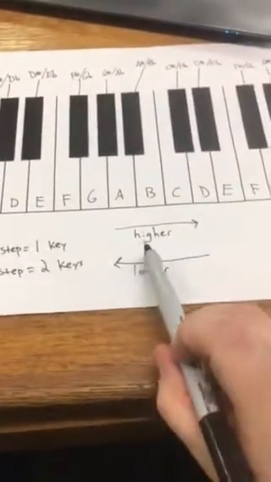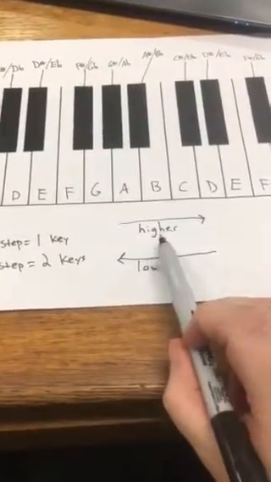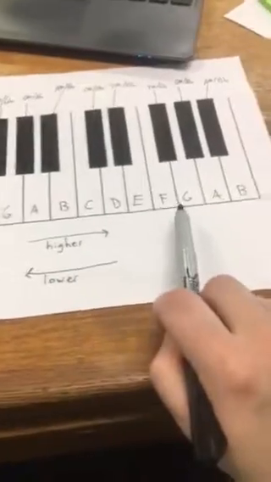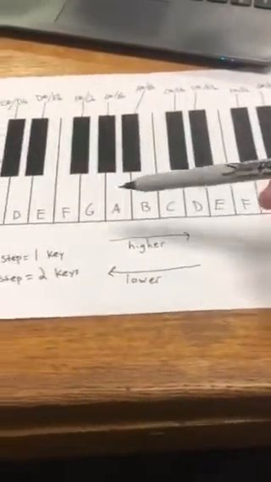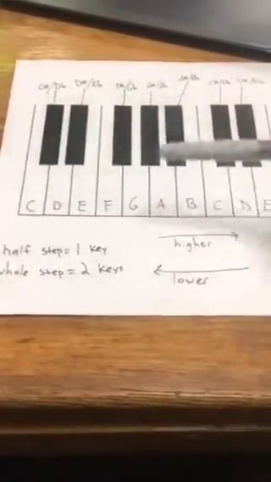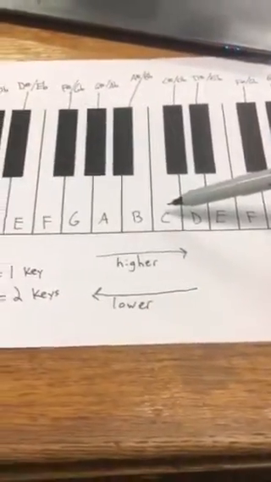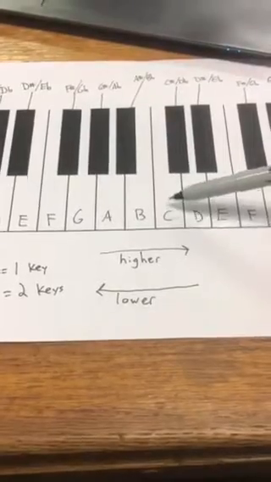The questions today will ask you to find whole steps and half steps that are either higher or lower. These arrows remind you of which way the notes are going. This way, the pitches are getting higher on the keyboard. This way is lower.